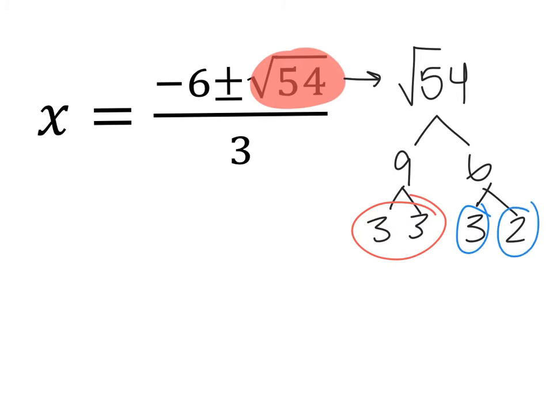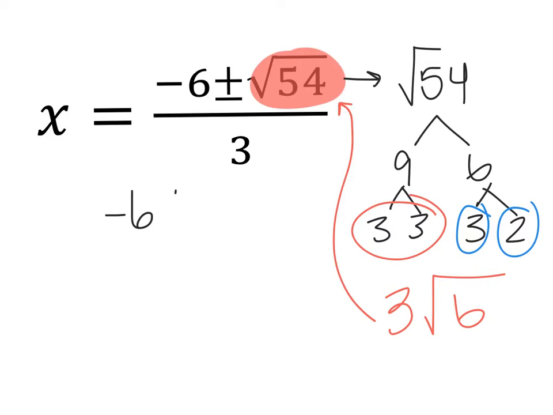So the 3 will come out. The things that are unpaired will stay in, which is a 3 and a 2. So 3 times 2 is 6. This is now going to replace the radical 54. So now I have negative 6 plus or minus 3 radical 6 over 3.